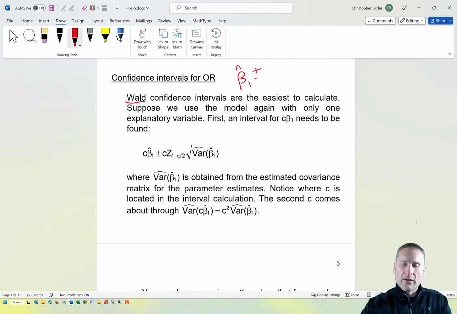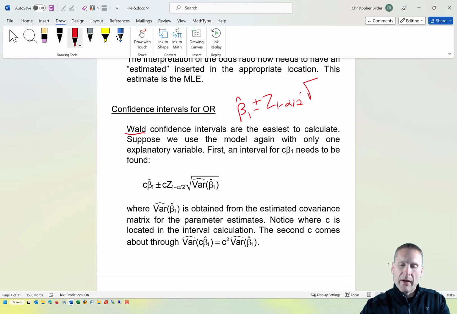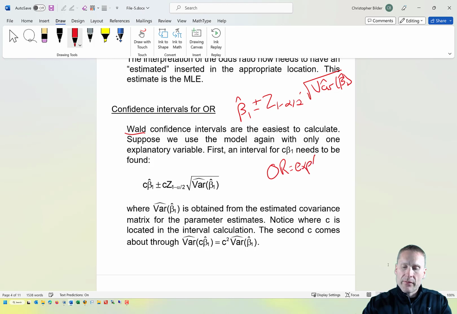To do a Wald interval for beta 1, all I would do is take beta hat 1 plus or minus a quantile from the standard normal distribution. Let me run out of space there. And then I could go to my estimated covariance matrix, find the estimated variance of beta hat 1, take the square root of it, and there is my corresponding confidence interval. Okay, now remember that an OR is equal to the exponential function evaluated at C times beta 1. So how about we find a confidence interval now for C times beta 1?